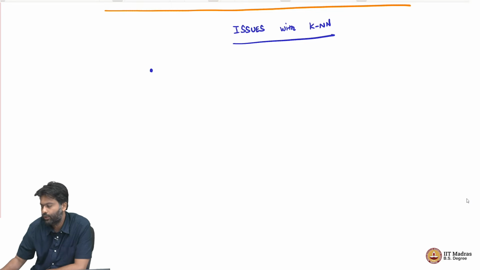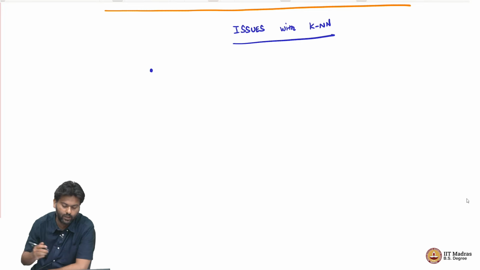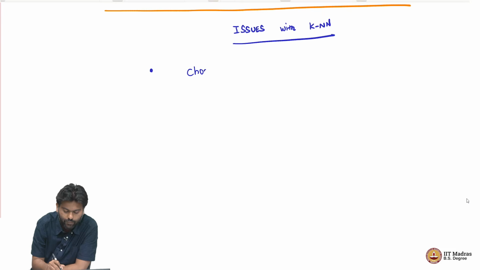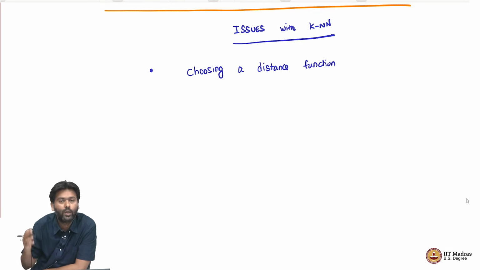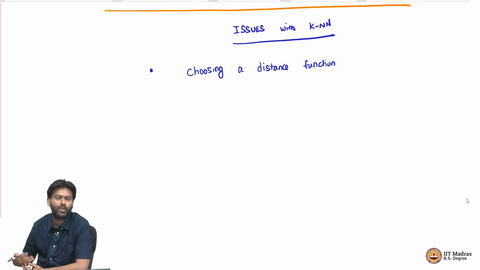Well, there are several issues with k nearest neighbors. For example, how do we compute distance? Choosing a distance function might be an issue. Why should the Euclidean distance be the right way to measure a neighbor? Maybe different features have different ways of measuring neighborhood. So how to choose a distance function is an issue.